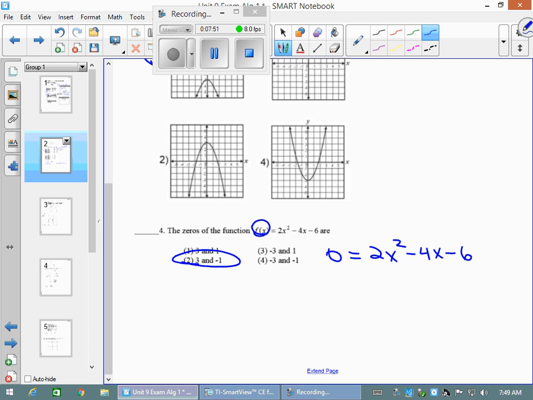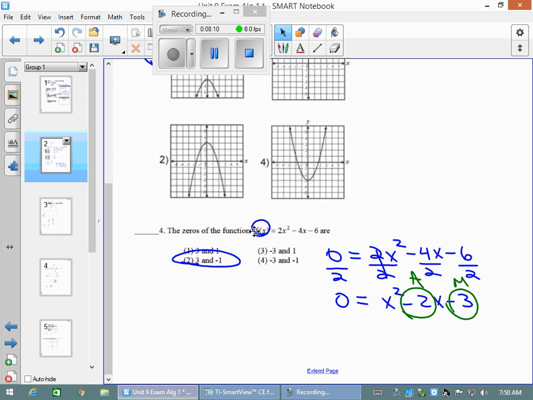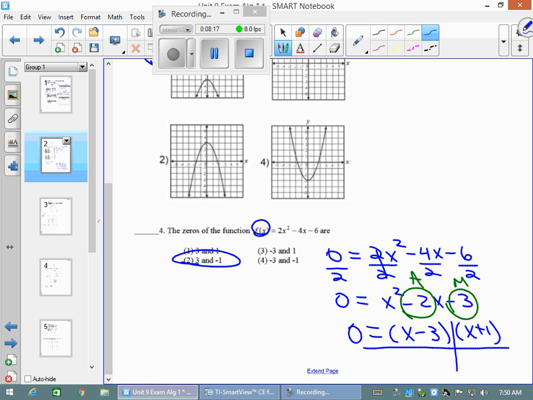So if you algebraically solve, the first thing I would do would be to divide everything through by 2, just to make it easier to solve. So 0 equals x squared minus 2x minus 3. And then I want to see if I can factor this. So I'm looking for factors that multiply to -3 and add to -2. So that would be x minus 3, x plus 1. So now when I solve, I should get the answers of x equals 3 and x equals -1. That would be choice 2.